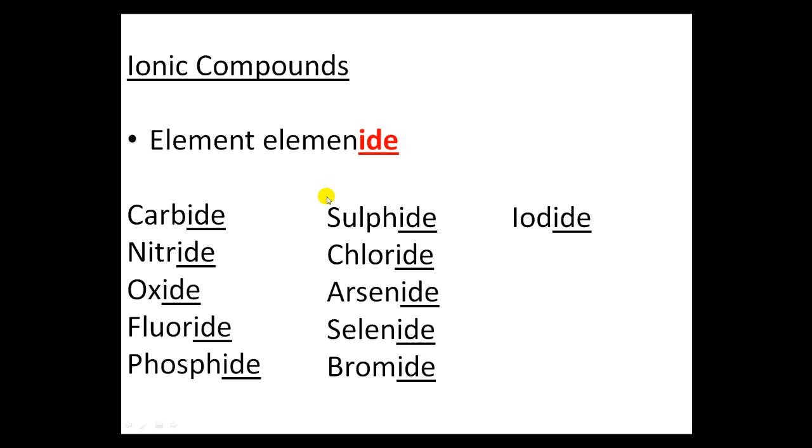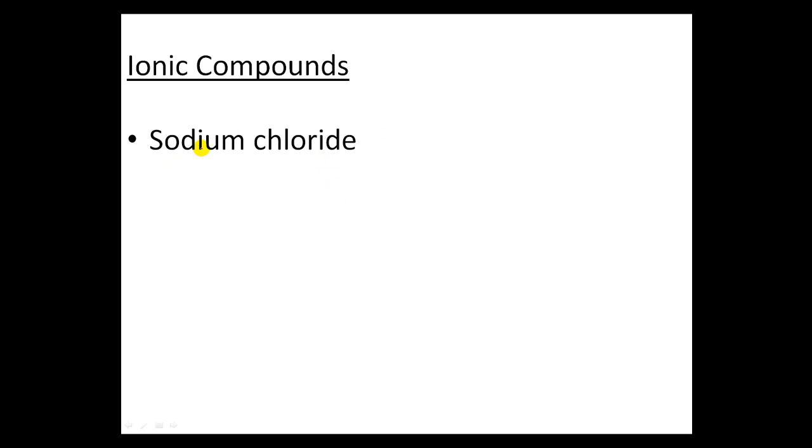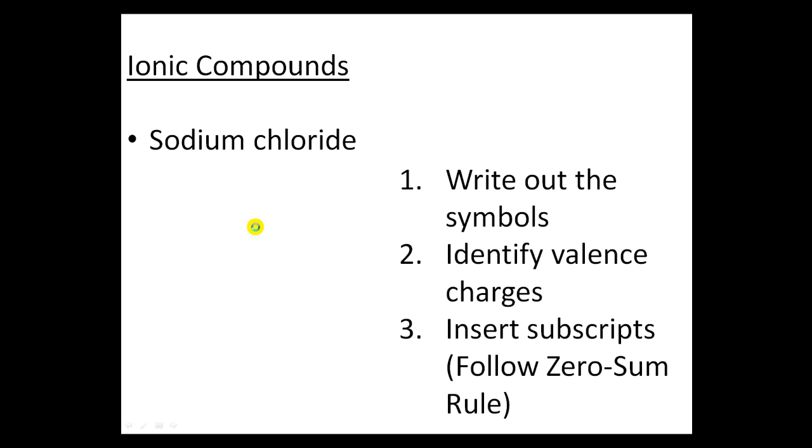Now, going from the chemical formula to the chemical name is pretty easy, but what if we want to go the other way around? From the chemical name to the chemical formula. To do this, we follow three simple steps. The first step is to write out the symbols. So for instance, the symbol for sodium is Na. Whereas the symbol for chloride, well, it used to be called chlorine, so the symbol for chlorine is Cl. Now the next step is to identify the valence charges.